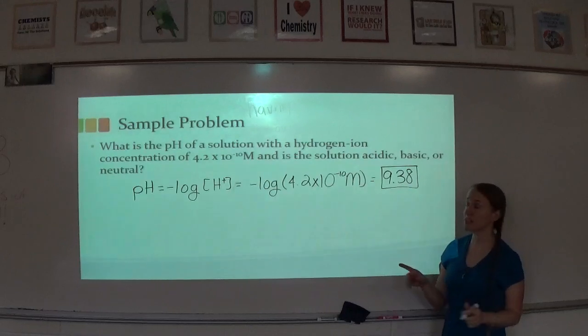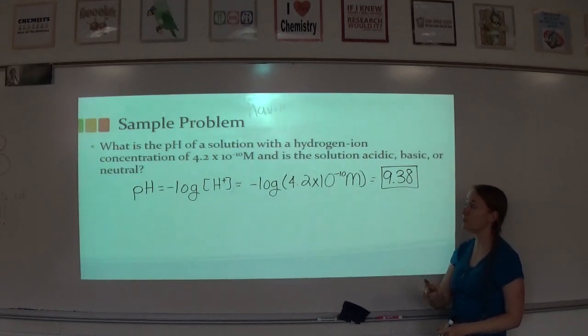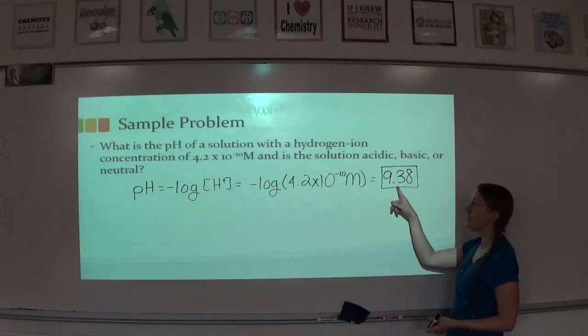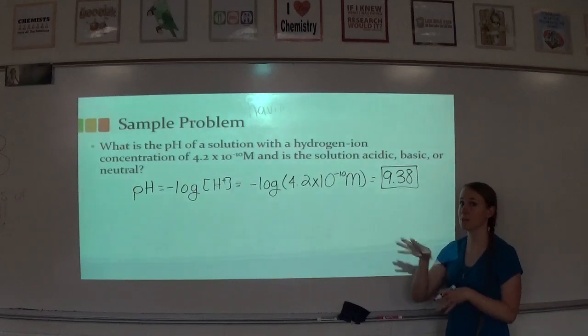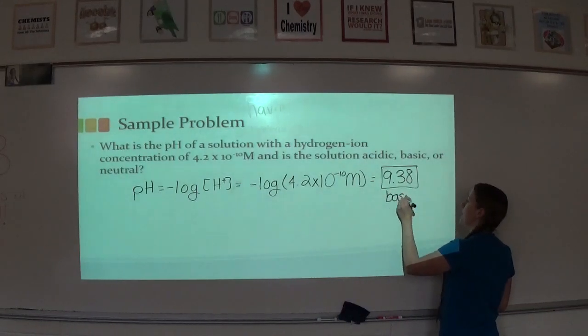Now again, pH has no units, so notice I did not put any units. Remember, H+ and OH- both have molarity. pH has no units. And now pH is greater than 7. So remember, less than 7 is acidic, 7 is neutral, greater than 7 is basic.